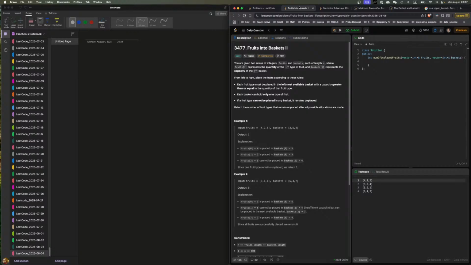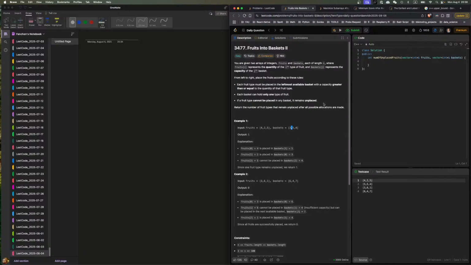So essentially we're saying the fruit type must be placed in the leftmost available basket with a capacity greater than or equal. So you cannot change the order of the baskets, right? For this, I need to put it in the leftmost available, which is this one, so I can put it in. For this, the leftmost is 3. For this, we only have 4 left, but you cannot place it because the capacity is 4. So you have 1 unplaced.